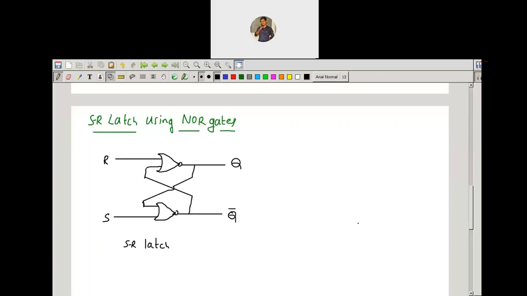Circuit logic diagram of the SR latch. Let's make the SR latch logic circuit.